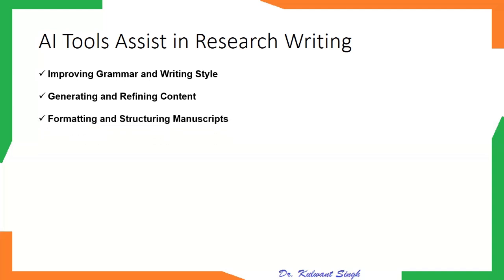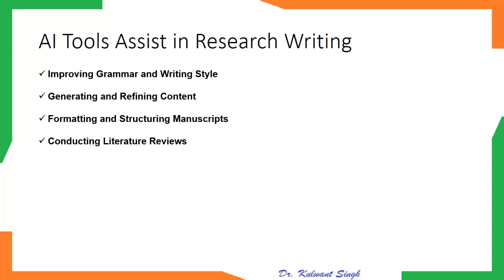Next is formatting and structuring the manuscript. When we go through the literature, we see different types of manuscripts on the basis of the methodology they use, the discipline, and the research design. So as per our research area, our methodology, and our research design, how we can make our manuscript better in formatting as well as in structure, these tools can assist us.